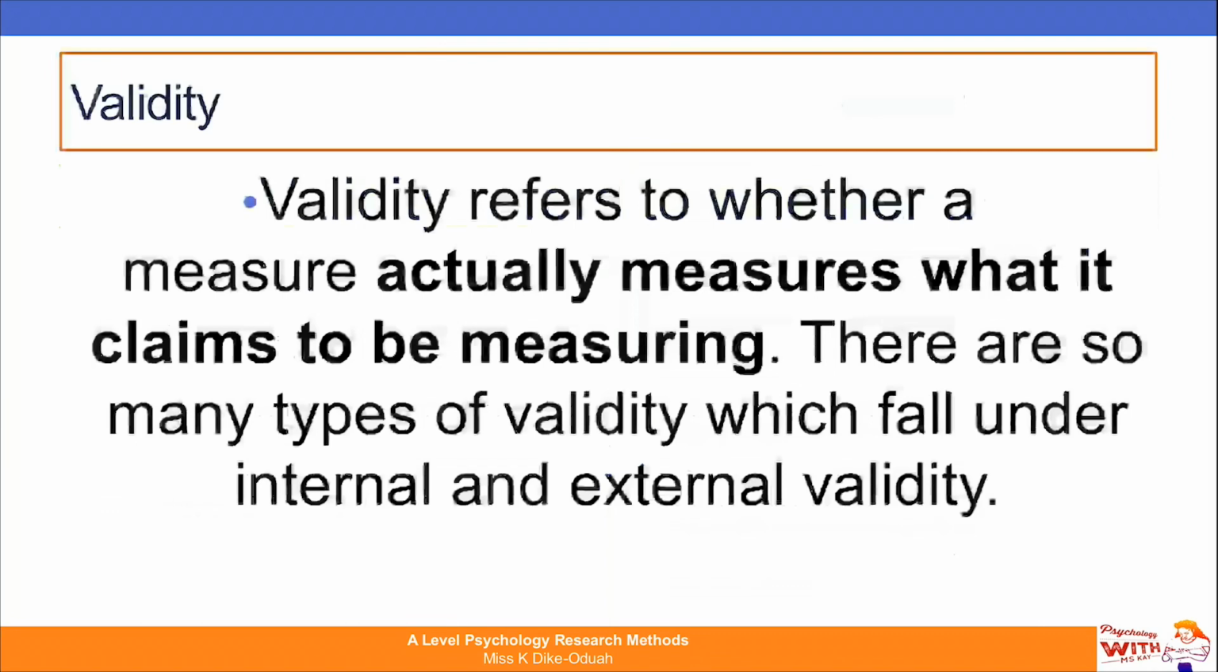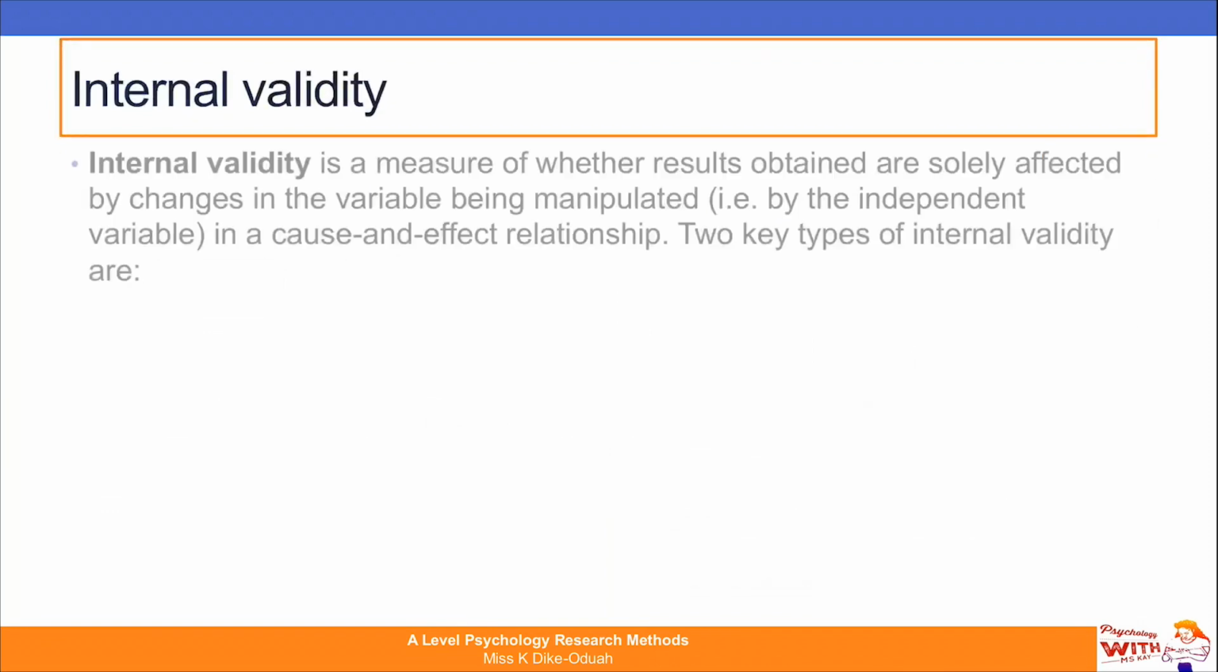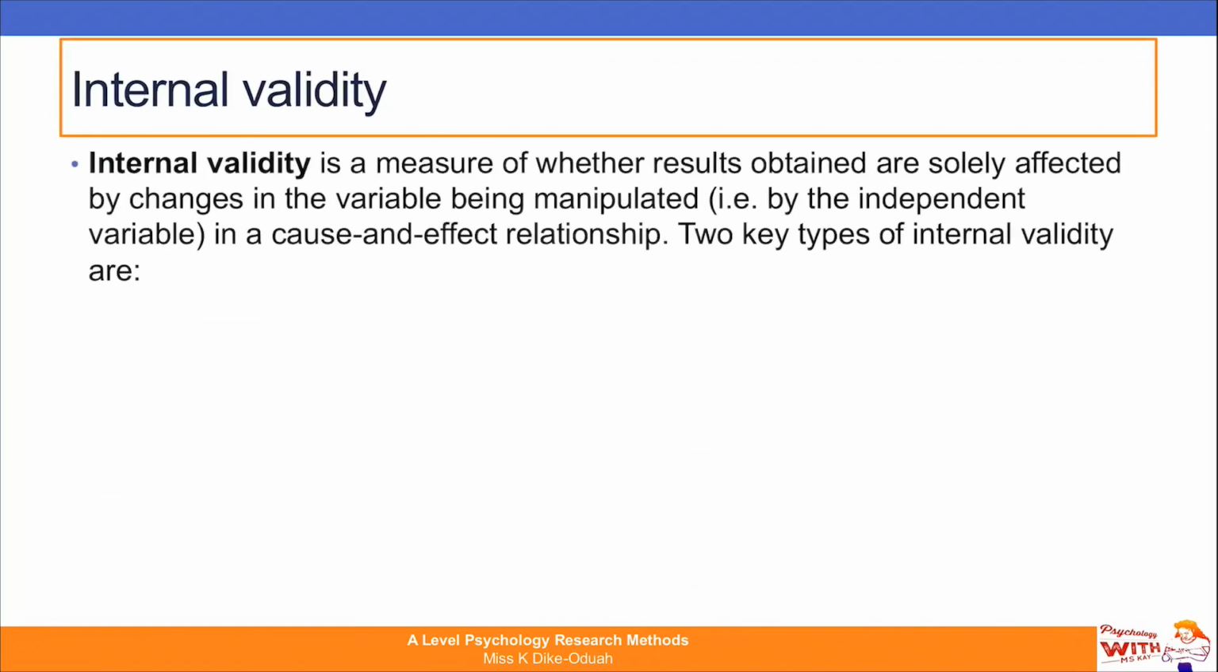When it comes to validity, validity refers to whether a measure actually measures what it claims to be measuring. There are so many types of validity which fall under internal and external validity, and that's how we separate out the different types of validity that we come across in psychology and in science in general. Internal validity is a measure of whether results obtained are solely affected by changes in the variable being manipulated, i.e. the independent variable, in a cause and effect relationship.